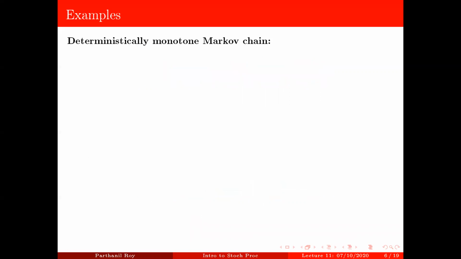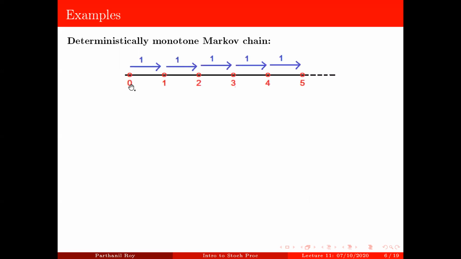Okay, so another example, this is another trivial example, is the deterministically monotone Markov chain. What is that? That's just the Markov chain that starts at 0 and then moves to 1. And from 1, it moves to 2. And from 2, it moves to 3 and so on. So this is the transition diagram. It's a trivial transition diagram. It's deterministically monotone, so there is nothing random about it. However, it's good to look at this Markov chain and try to understand the new notions that we learn.